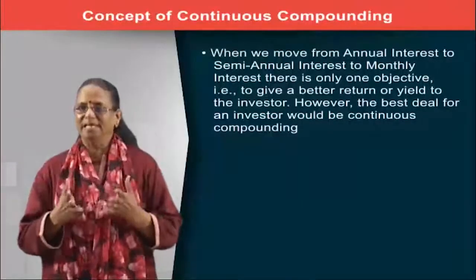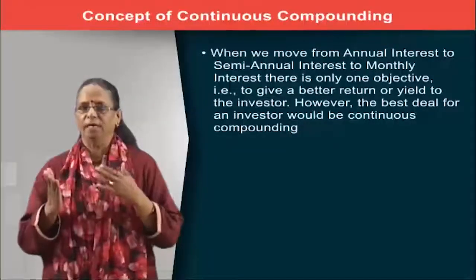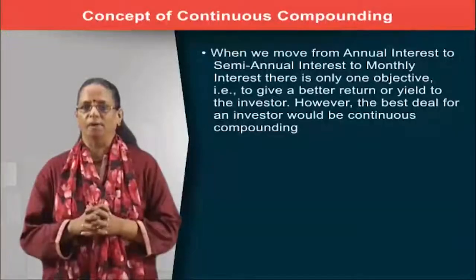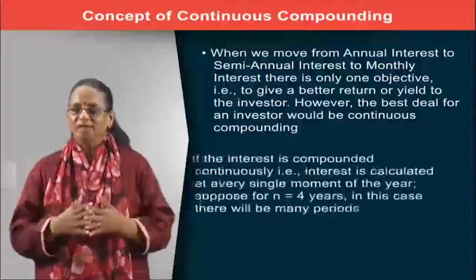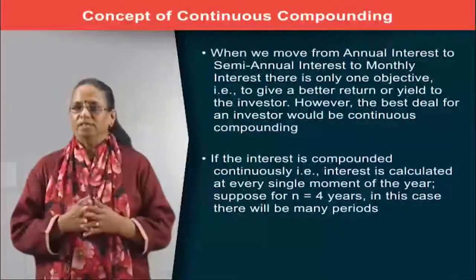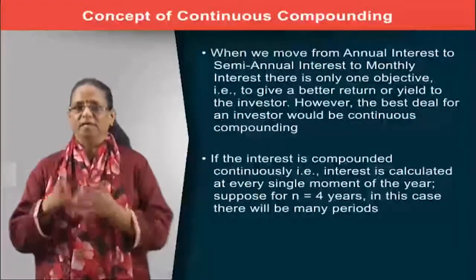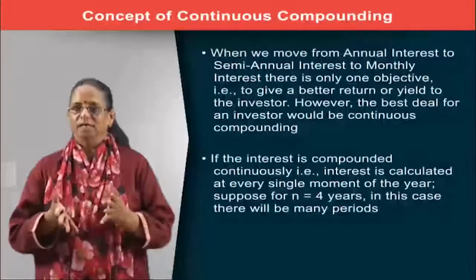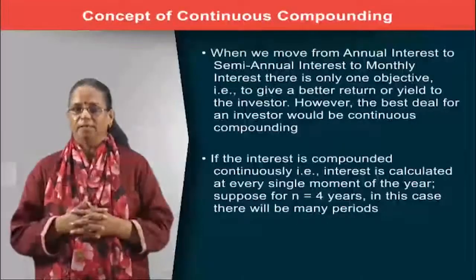Now the best deal for any investor would be continuous compounding. What is continuous compounding? When we say that interest is compounded continuously, what do we mean? The interest is calculated at every single moment of the year. Suppose for n equal to 4 years, in this case, there will be many periods.